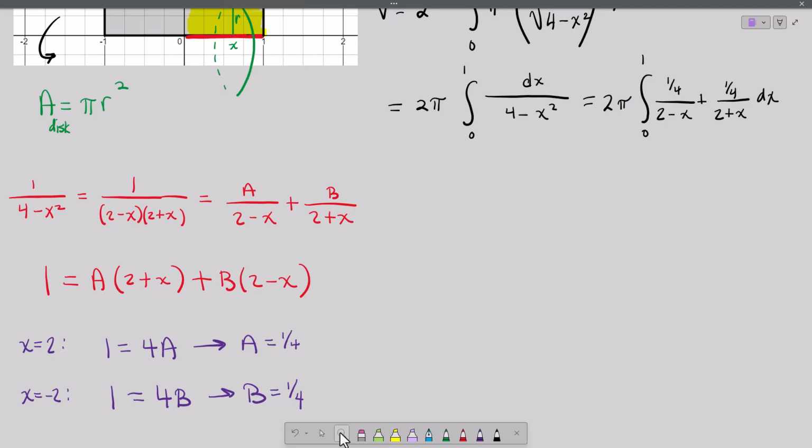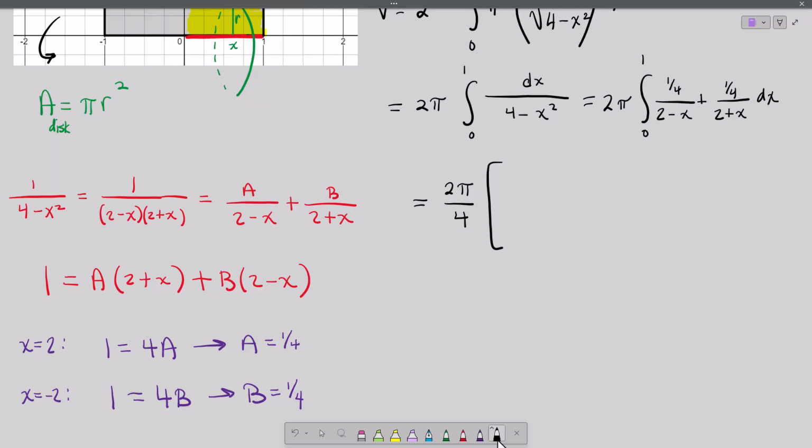2 minus x. The derivative of this one is negative 1, so we're going to need an RCR for that one. Now if we had factored out the minus in the beginning and had our denominator as x minus 2 and x plus 2, then no RCR because both derivatives would be plus 1. Here we are going to need an RCR. So we have 2 pi. Let's factor out that 1/4 first, actually. So 2 pi divided by 4, and then our bracket.